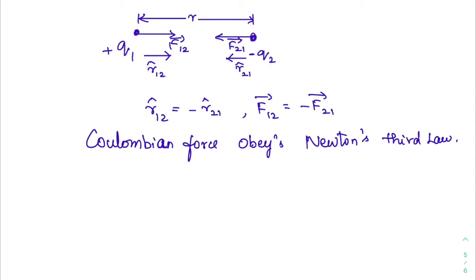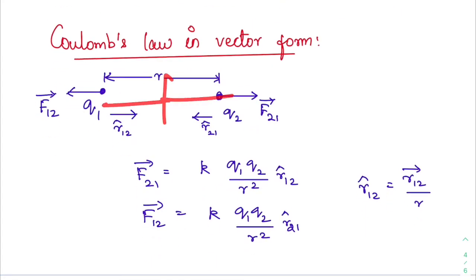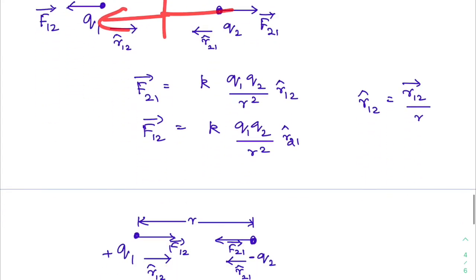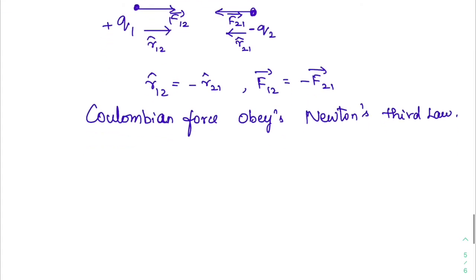And also, since these forces are with respect to the centers, if it is repulsive, it is going to be moving away with respect to the center of the line joining the four charges. Likewise, if it is attractive, it is going to move towards the center of the line joining these two charges. So on the whole, can we say this Coulombian force is a central force? So Coulombian force is a central force.